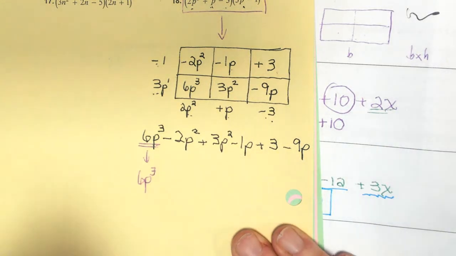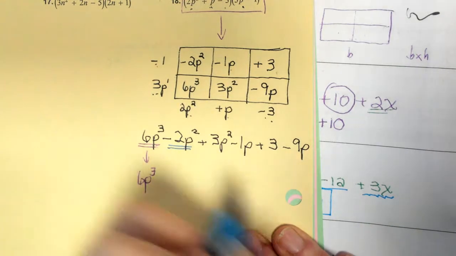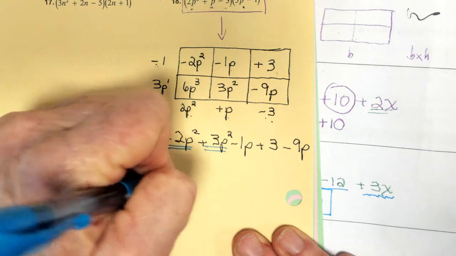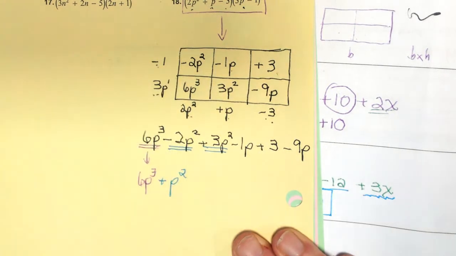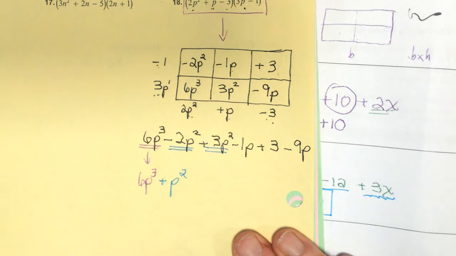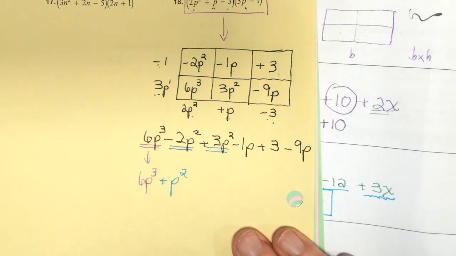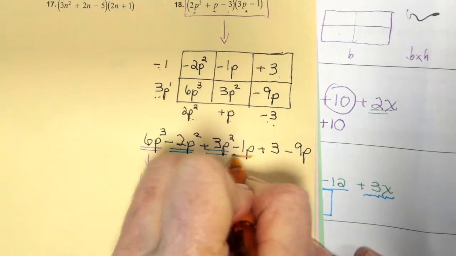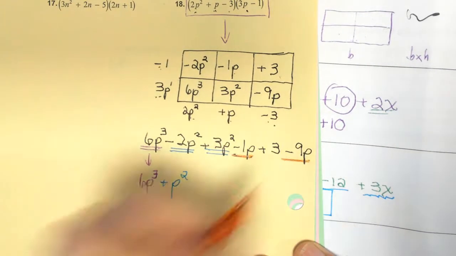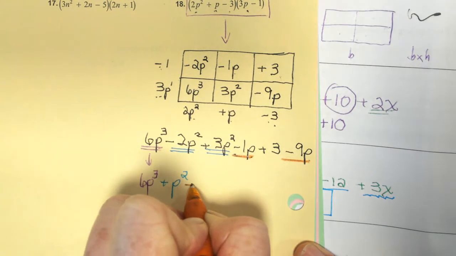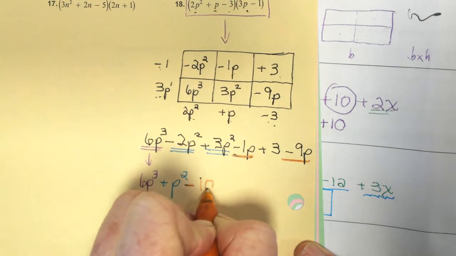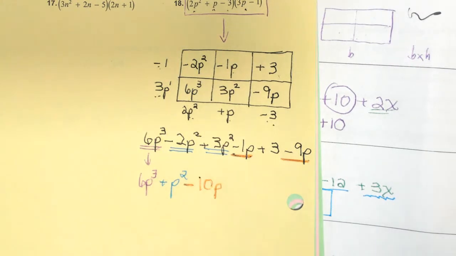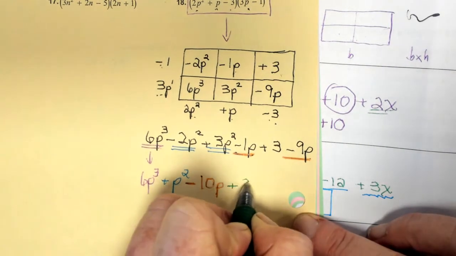Now I'm going to look for p squareds. I have negative 2p squared, and I'm adding 3p squared, which gives me plus 1p squared. Okay, what else do I have? I've got a negative 1p, and I've got negative 9p. If I put all those together, I have negative 10p. And then what else do I have? I simply have my number plus 3.